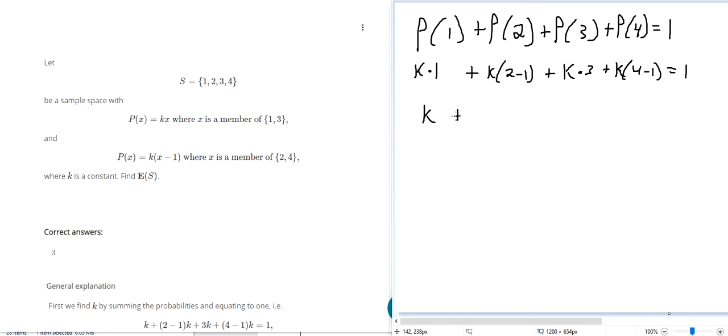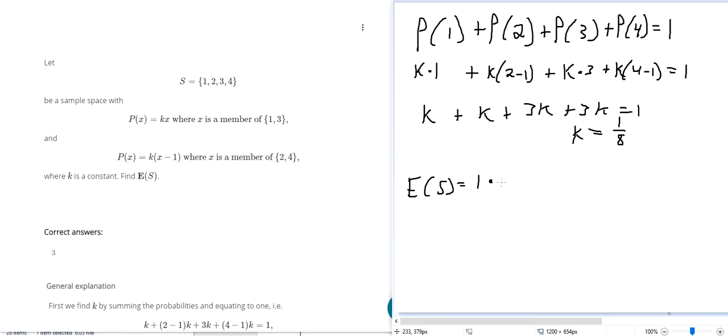So we get k plus k plus 3k plus 3k. If you solve that equation, k is going to be 1/8. So now we know exactly what the probabilities are because we finally figured out what k is. So we can calculate the expected value now.